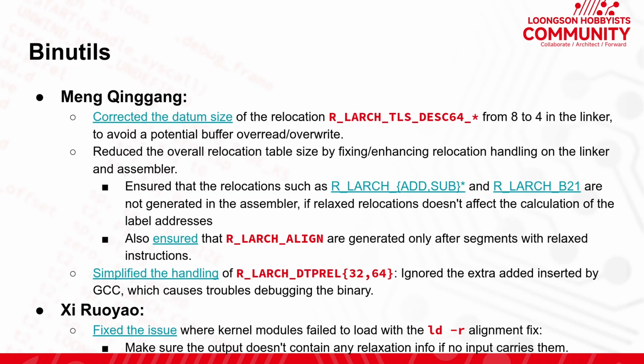The last change simplifies the handling of our LoongArch DTP relative relocations. Dozens of lines of dead code are removed, and the addend of those relocations is ignored. The reason to ignore the addend is that GCC emits an incorrect addend of 0x8000 for those relocations, fixing up the debug info, causing difficulties for debuggers.